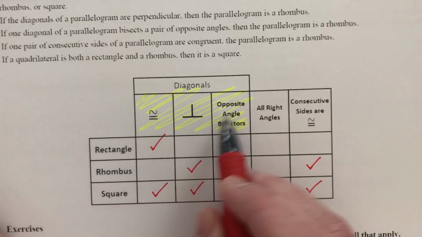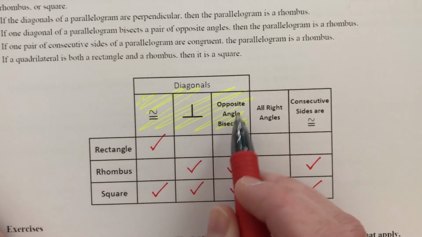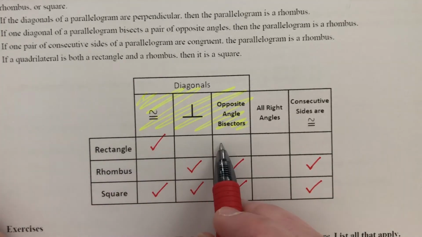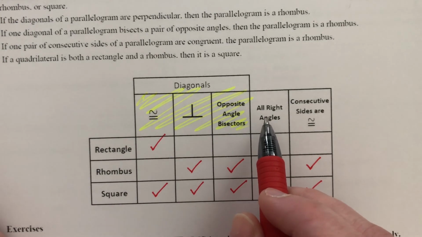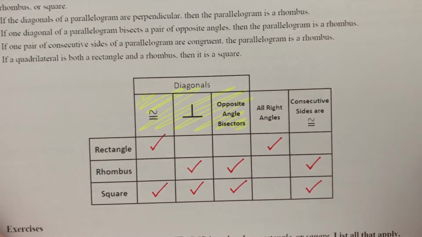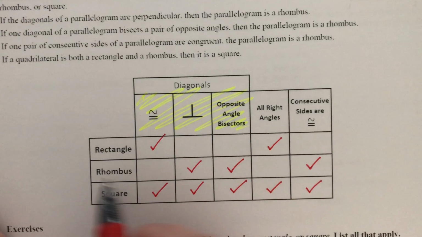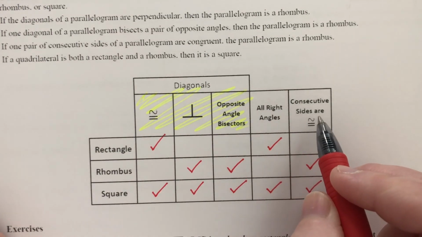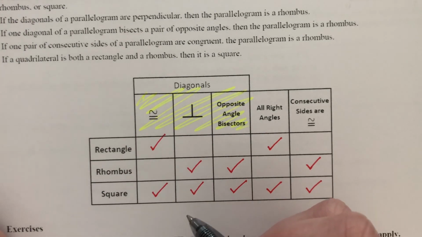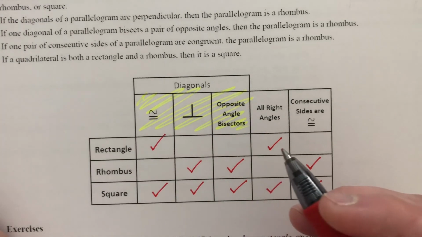The diagonals are not opposite angle bisectors in a rectangle. They are in a rhombus, but not in a rectangle, so we leave that open. All right angles. Are all four corners of a rectangle 90-degree angles? Yes, they are. And if that's true, then we know it has to be true for a square as well. And then in a rectangle, are consecutive sides always congruent? Do they have to be congruent for it to be a rectangle? No. In fact, usually in a rectangle, consecutive sides are not congruent.